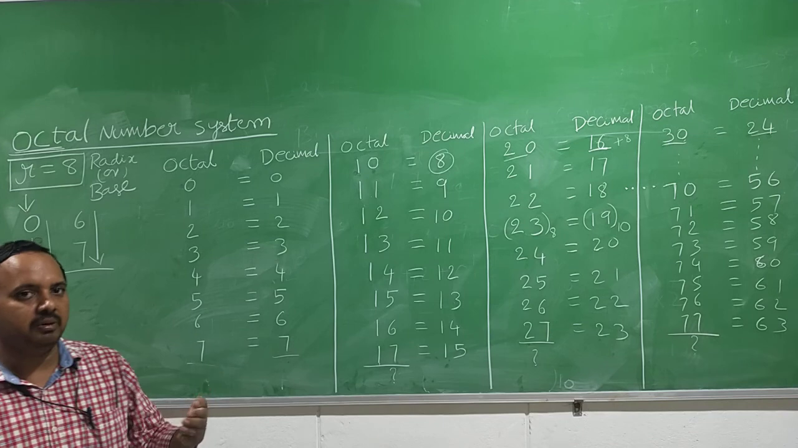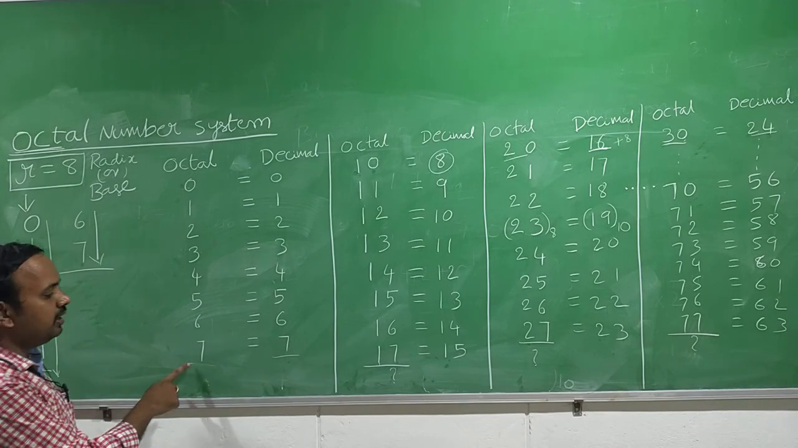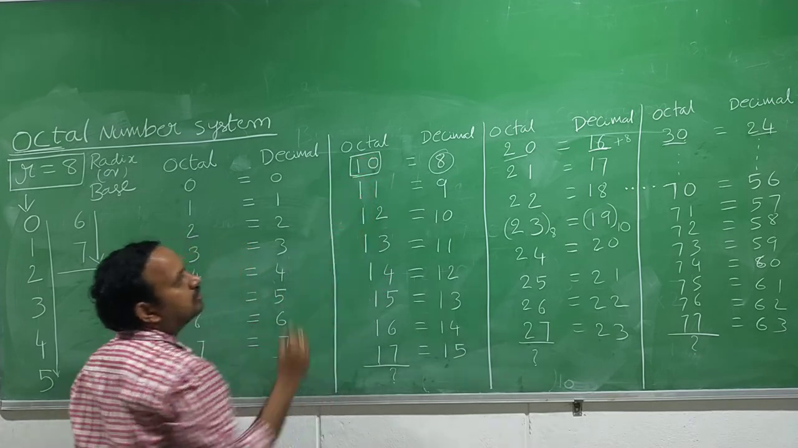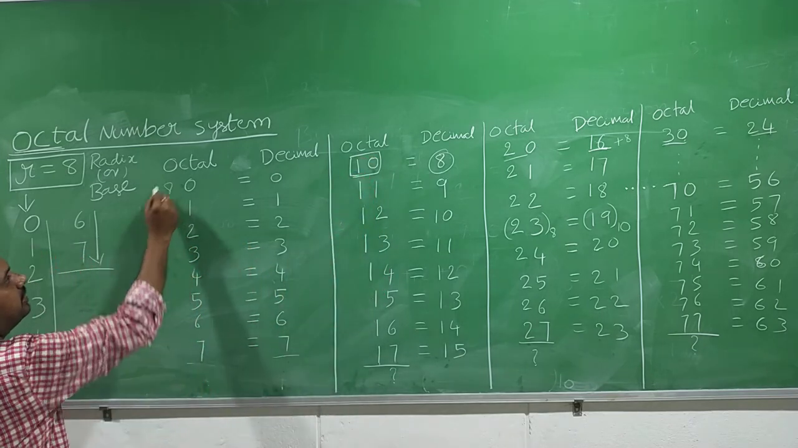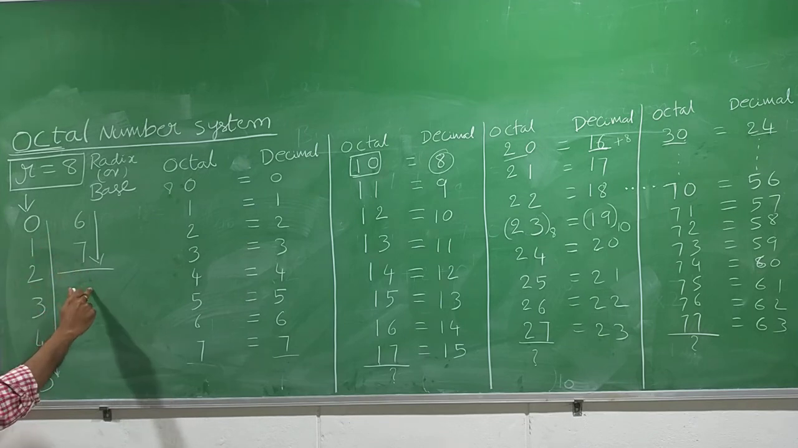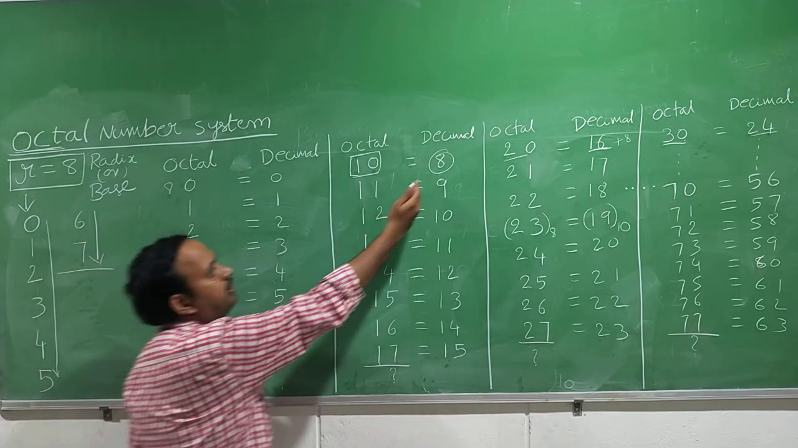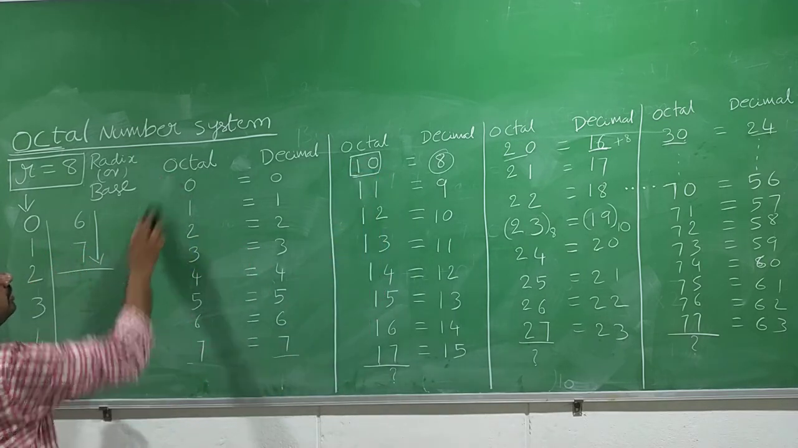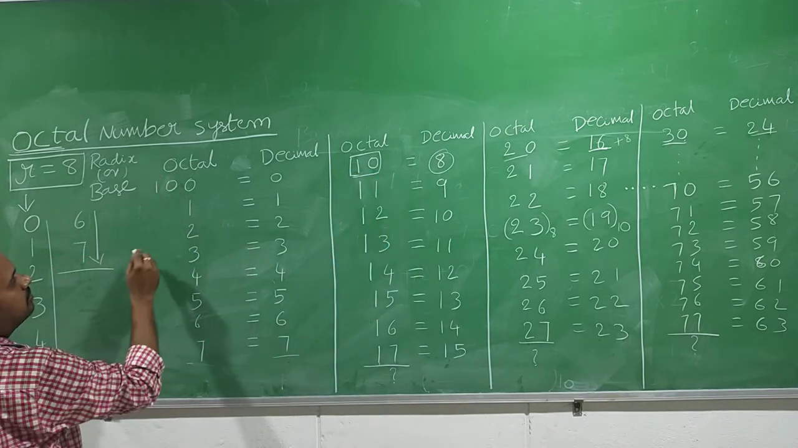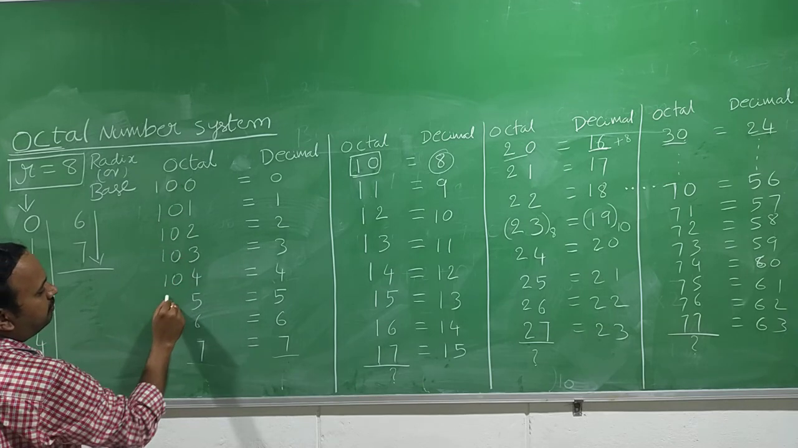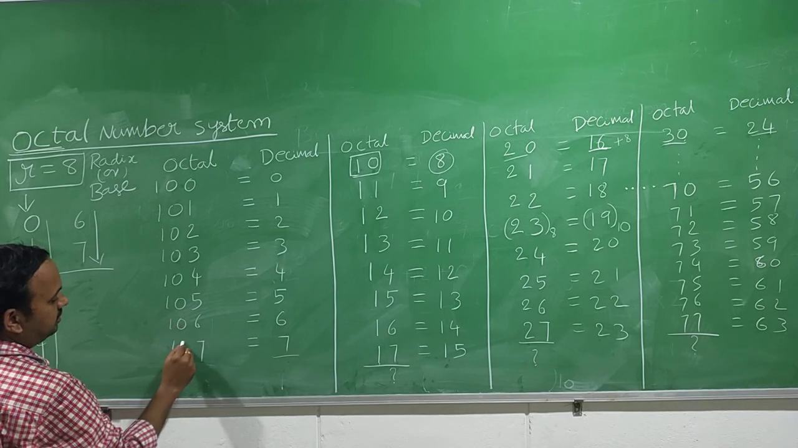8th means 8th in decimal. But in octal, 8 means what? In octal, 8 means the equivalent of 10. So you cannot write 8 here because there is no 8 in the octal number system. Instead of 8, the equivalent octal number is 10. So you need to write 10 in front of all the sequence.